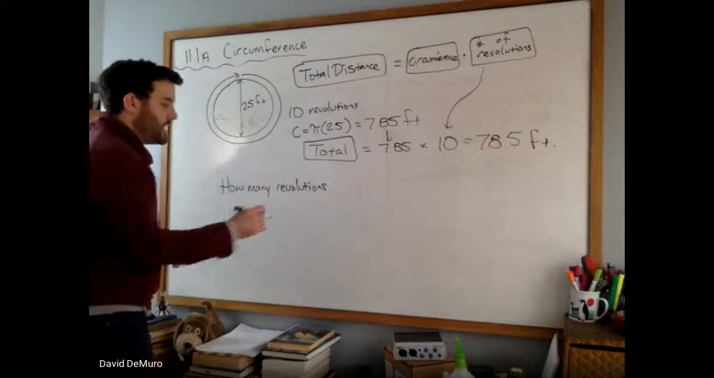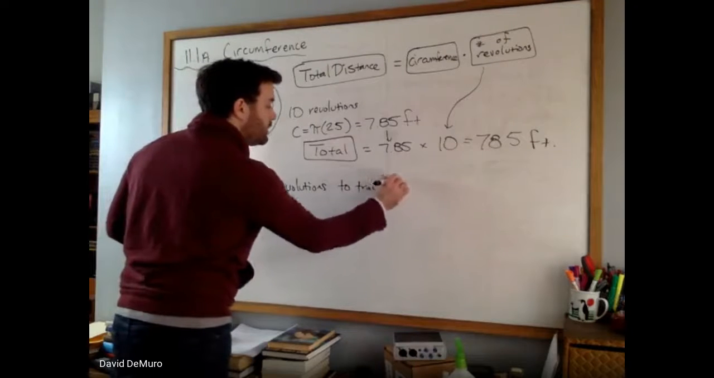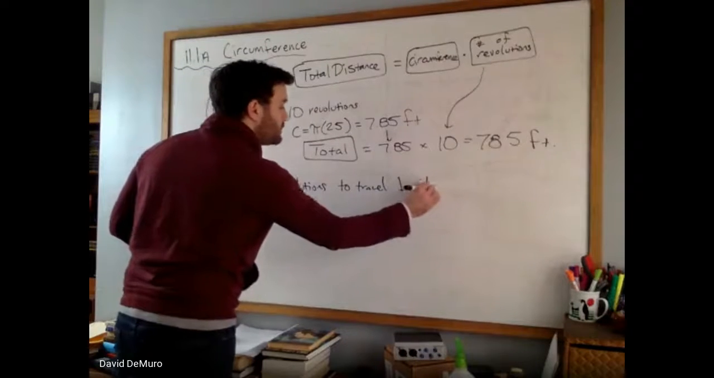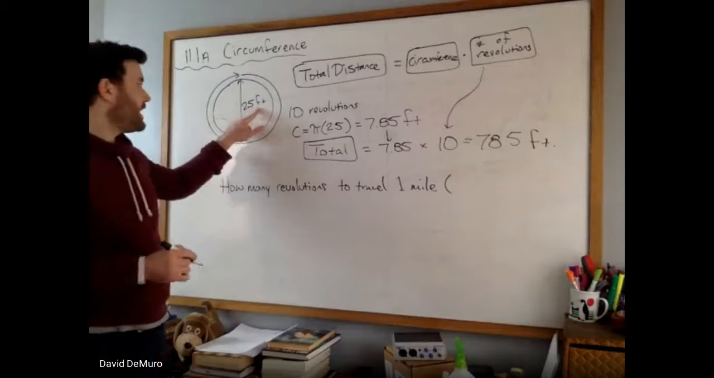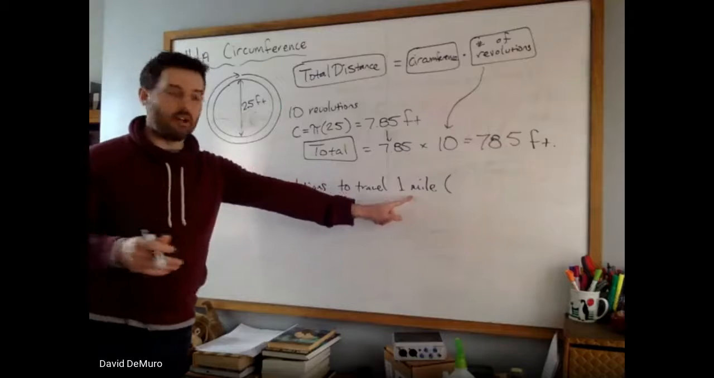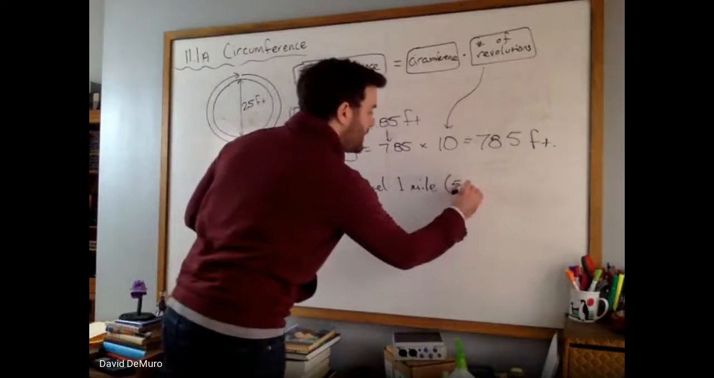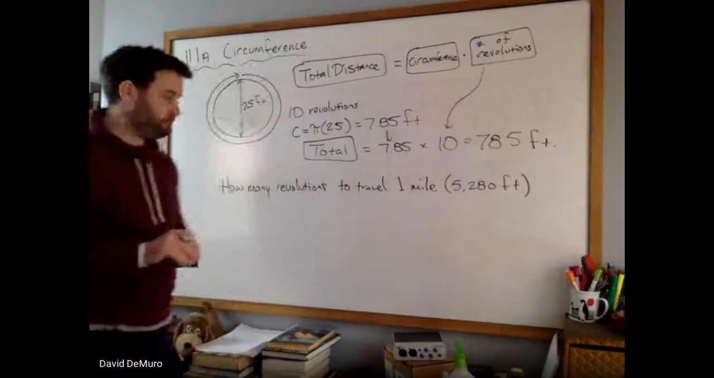So the question here is how many revolutions to travel 1 mile? Well, the important thing is to make sure these units match. If we're looking at the diameter in feet, I don't want to look at this in a mile. I want to convert that to 5,280 feet. Got to make sure those units match.